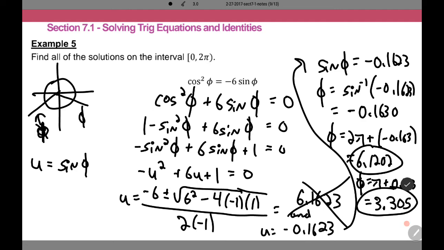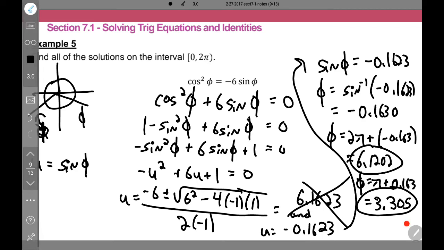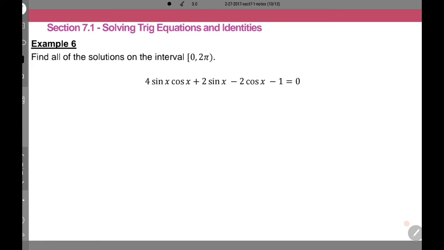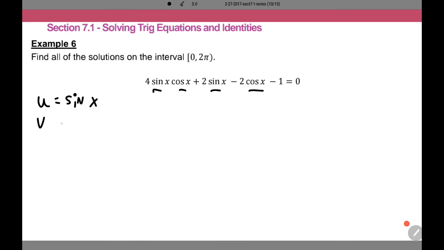Again, several answers, a lot of different things. Again, you might look at this and be like, I don't even know where to start. So I want you to notice something. I want you to notice I got a sine, a cosine, and then I got a sine here and a cosine here. So we're going to do two substitutions. We're going to make sine into a u and cosine into the v. We're going to do 4 times uv plus 2u minus 2v minus 1 equals 0.